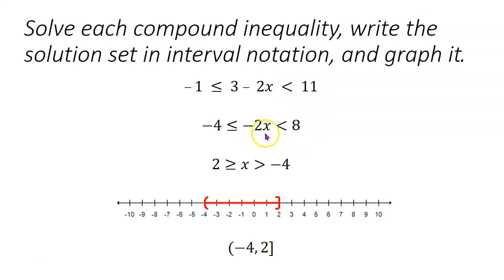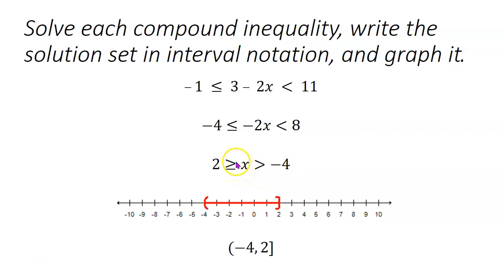Now I need to go from negative 2x to just x in the middle, so I divide by negative 2 on all three sides. But since I'm dividing by a negative number, what do I have to do? I have to reverse the inequality signs, flip them around so that they're pointing the other way. So dividing through by negative 2 gives me negative 4 divided by negative 2 is positive 2. Negative 2x divided by negative 2 is x. 8 divided by negative 2 is negative 4. And I flip the sign so it's 2 is greater than or equal to x is greater than negative 4.